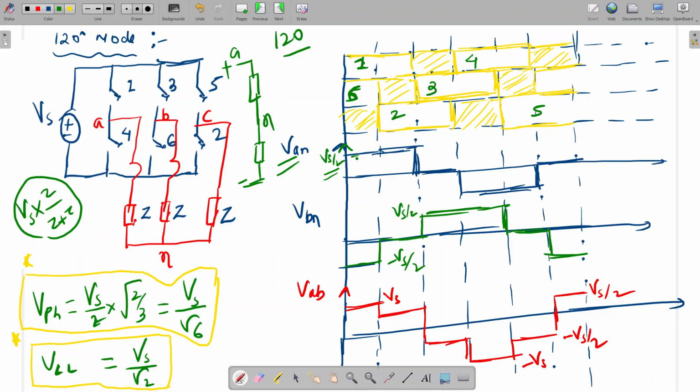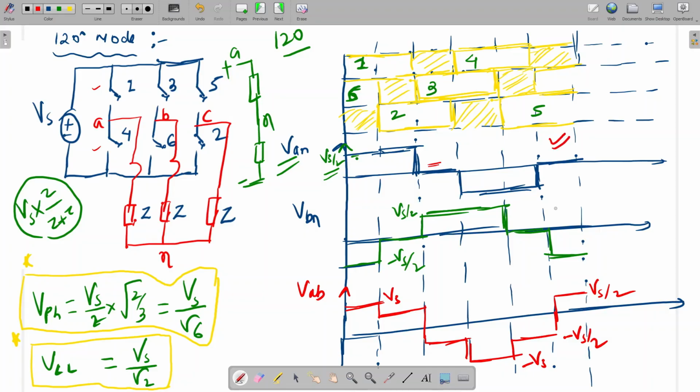And if 2 and 3 conduct, what will happen? 2 and 3 conducting means in A phase no current will be there. If 1 is not conducting and 4 is not conducting, A phase will be isolated and current will be 0. So the voltage in A phase will be 0. Like this we can analyze phase A voltage, and this is the waveform.